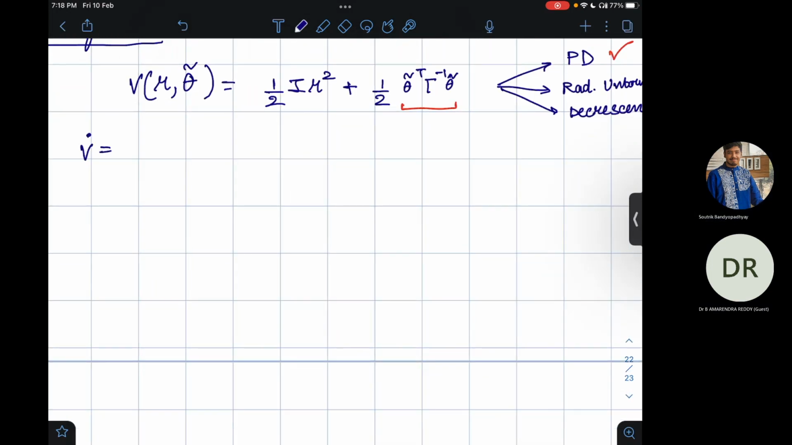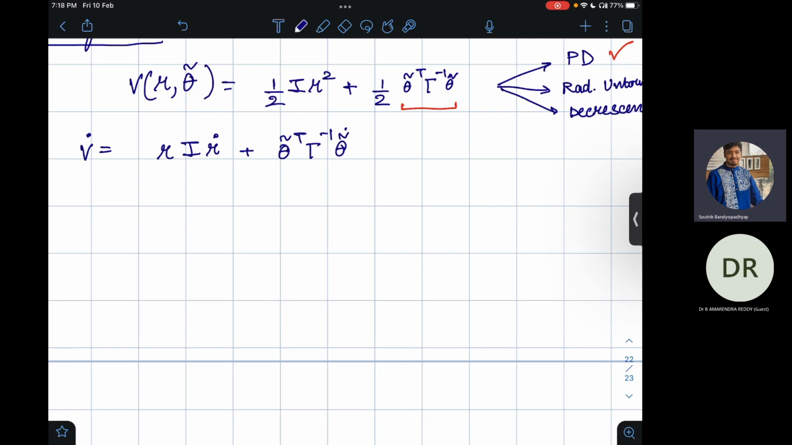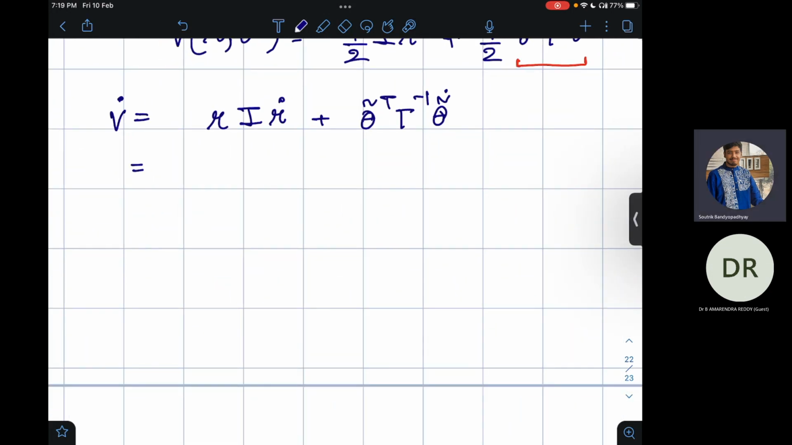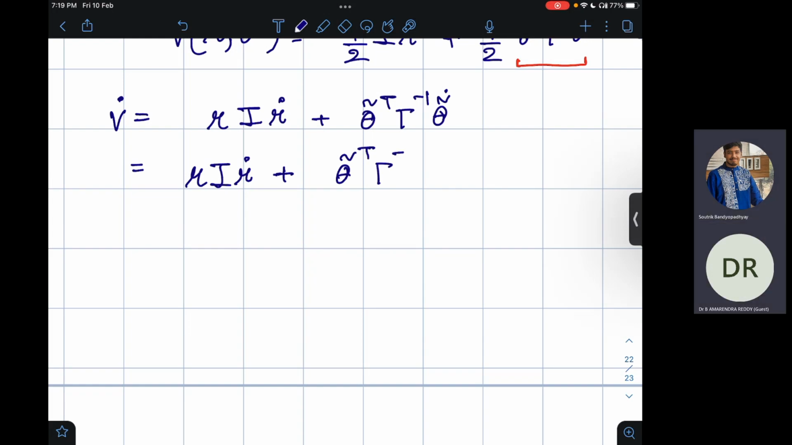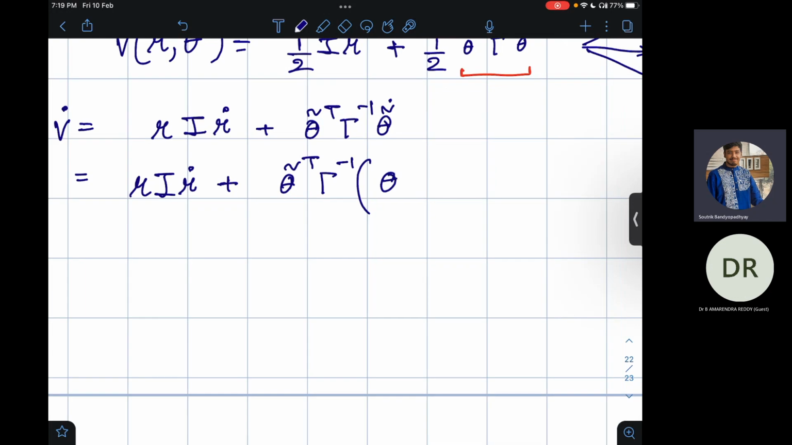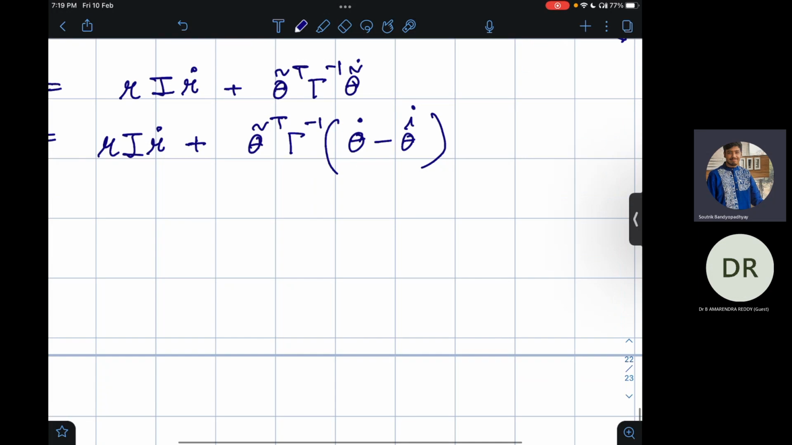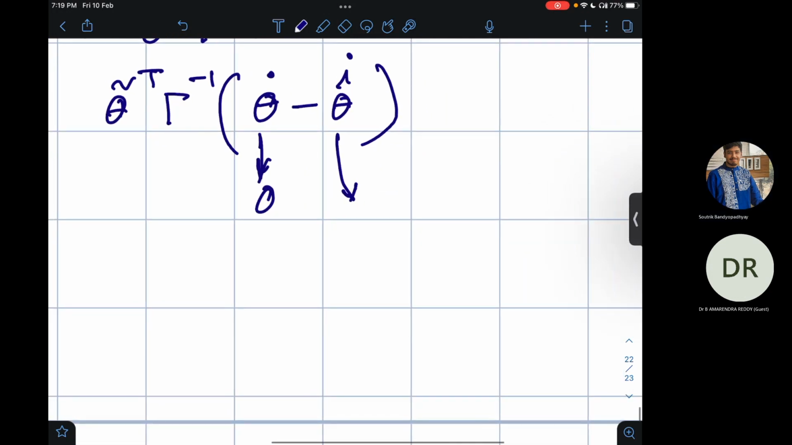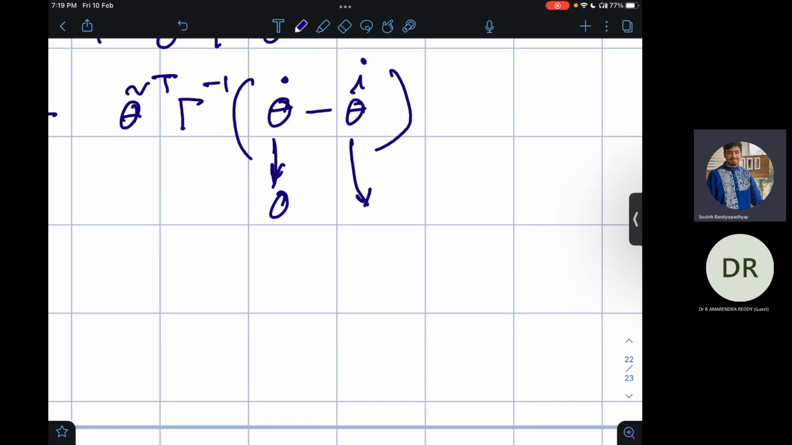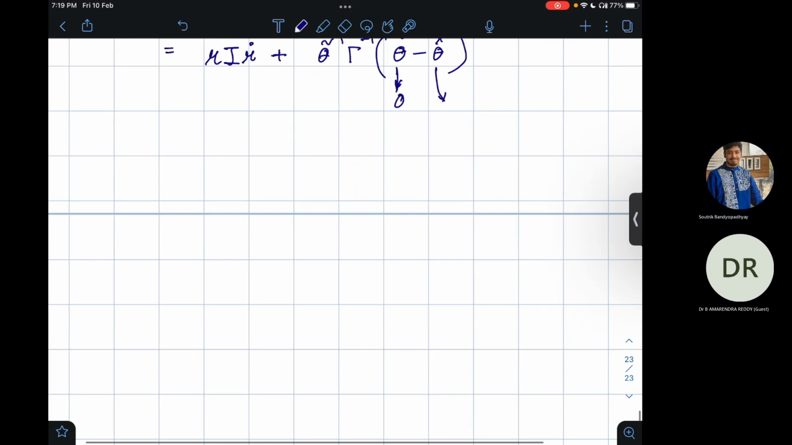Now we compute the V dot. So it is r into I r dot plus theta tilde transpose gamma inverse theta tilde dot. Theta tilde was nothing but theta minus theta hat, so theta tilde dot is theta dot minus theta hat dot. Now theta is a constant value. It is unknown to us, but it is a constant, right? So this is 0. Whereas theta hat dot we have to design. So it is up to us. We have to choose theta hat dot in such a way that this entire thing is negative definite.